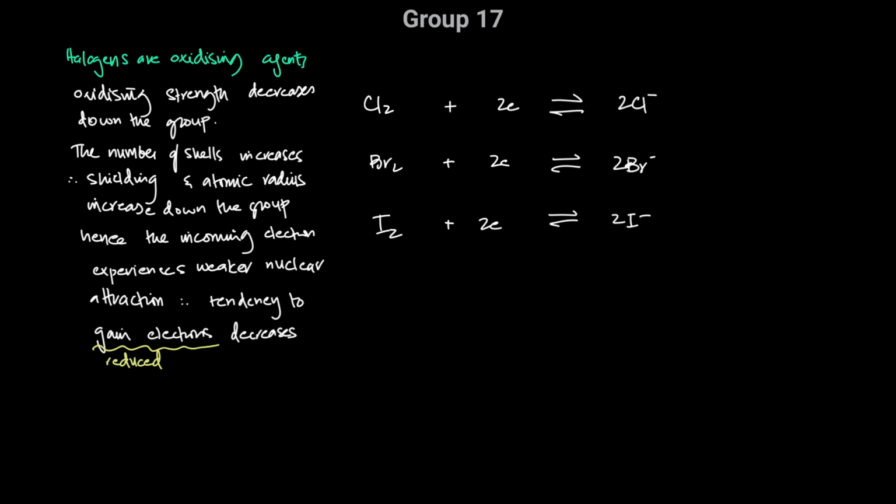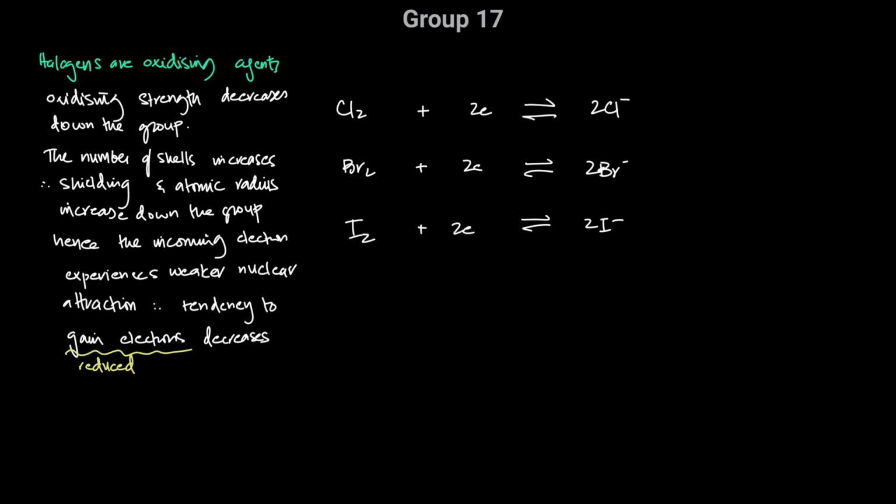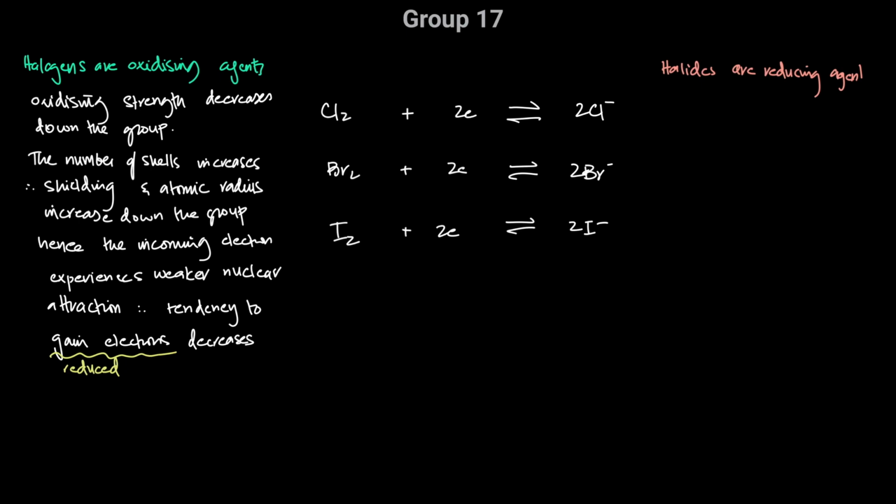Gain of electrons refers to reduction. So the halogens themselves are oxidizing agents in their elemental form. But their anions, which are called the halides, are reducing agents. From these equations, we can see that the halides are reducing agents because they undergo oxidation. They lose electrons, they undergo oxidation, and they are reducing agents.